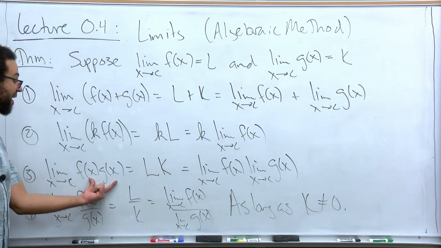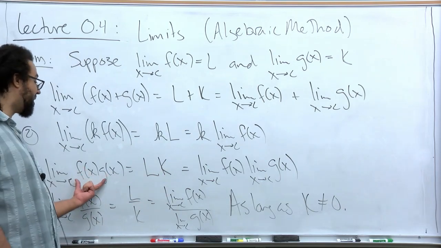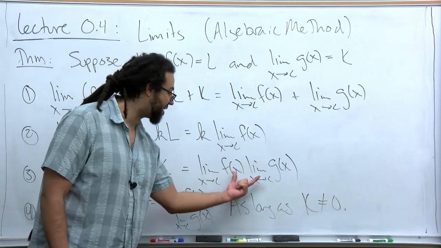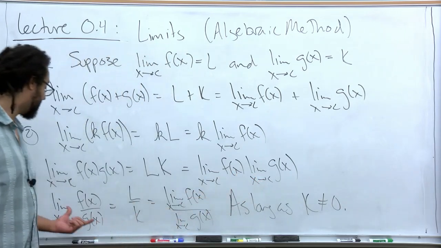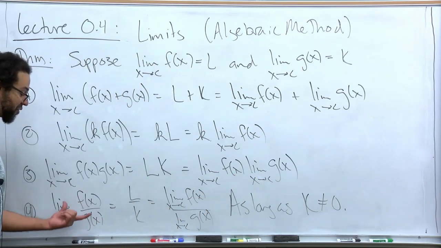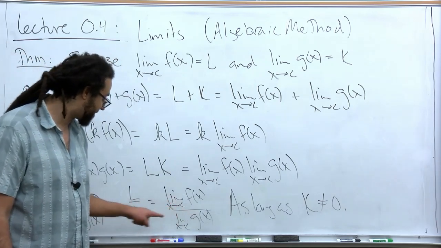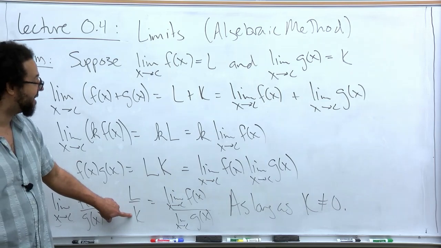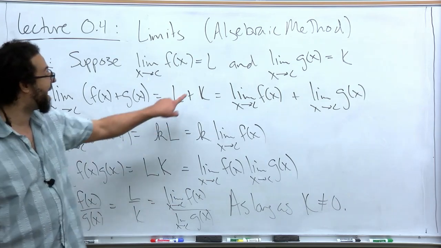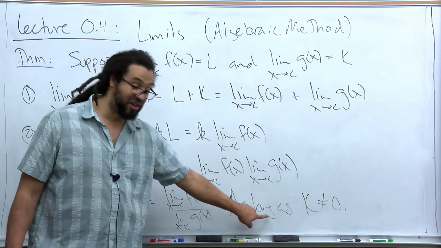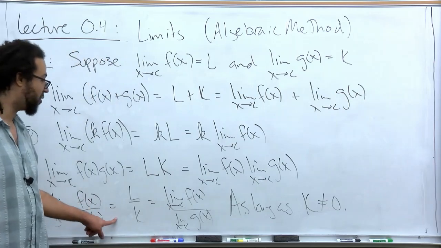Limits go through products. In other words, the limit of the product is the same thing as the product of the limits. Limits go through quotients. So the limit of the quotient is the same thing as the quotient of the limits, as long as that bottom limit is not equal to 0.